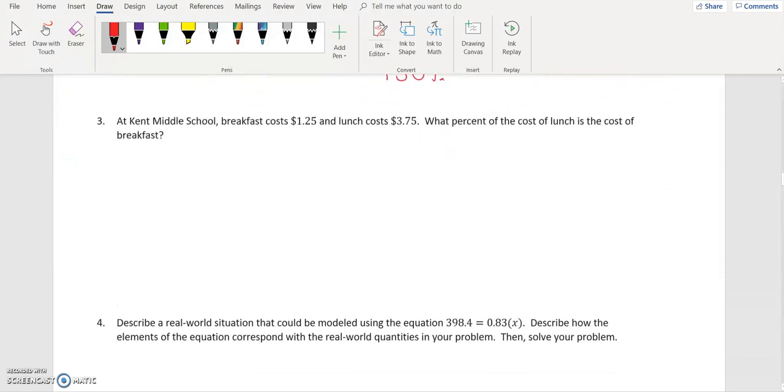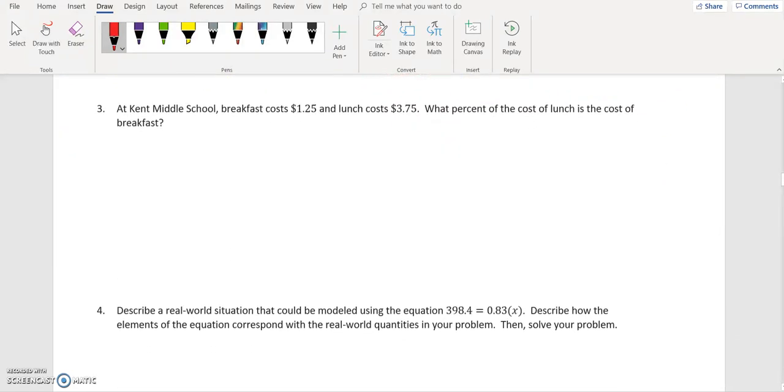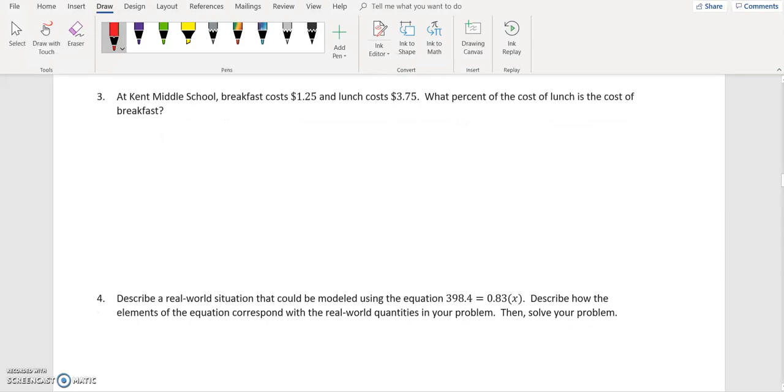Okay, we're talking about that same middle school, and we're looking at their breakfast and their lunch cost. Breakfast is $1.25, and lunch is $3.75. So we have breakfast for $1.25, lunch $3.75. What percent of the cost of lunch is the cost of breakfast?